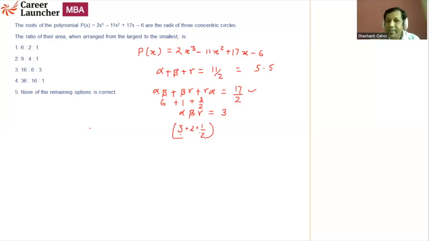So it means the radii of the three concentric circles, alpha is to beta is to gamma, should be in the ratio of 3 is to 2 is to 1 by 2. So I can say it should be in the ratio of 6 is to 4 is to 1. So the areas should be in the ratio of the squares. So 36 is to 16 is to 1. So the answer to this question is going to be option 4.